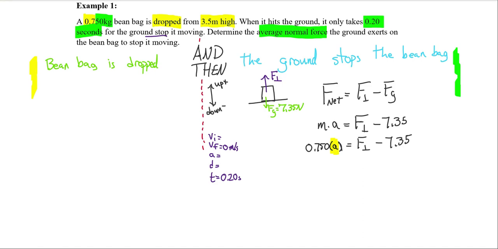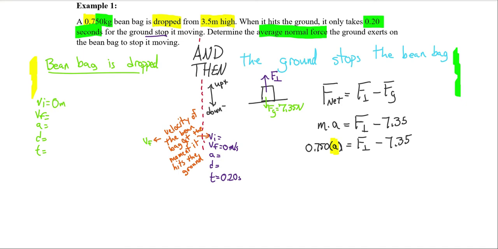Now this seems like an unsolvable situation. I don't have enough information, but this initial velocity here is the velocity of the beanbag at the moment it hits the ground. And the velocity of the beanbag, the moment it hits the ground, might be the initial velocity of the ground stopping the beanbag, but it's the final velocity of the beanbag falling through the air. So if I find the final velocity in my beanbag is dropped situation, then that'll actually give me the initial velocity of my ground stops the beanbag situation. So I can use that to help me.